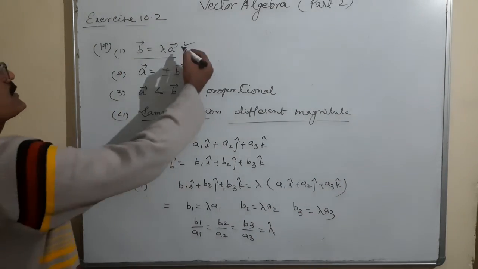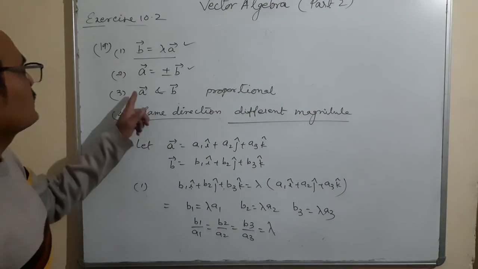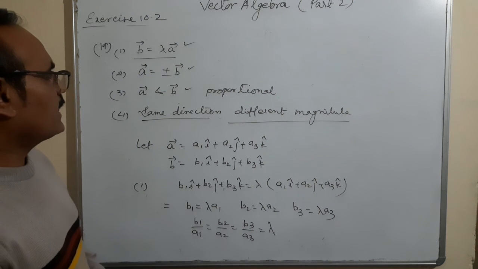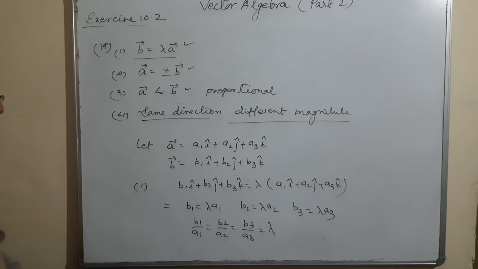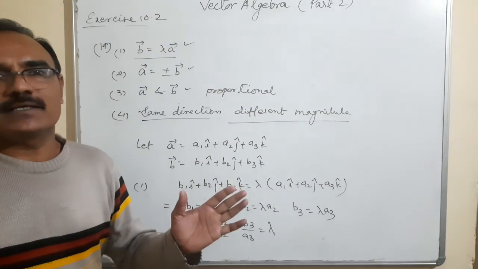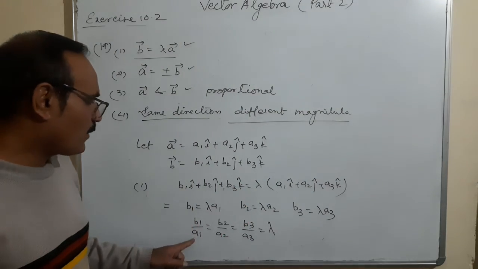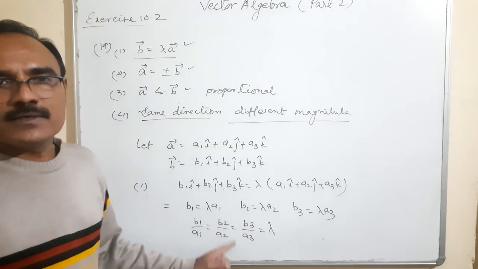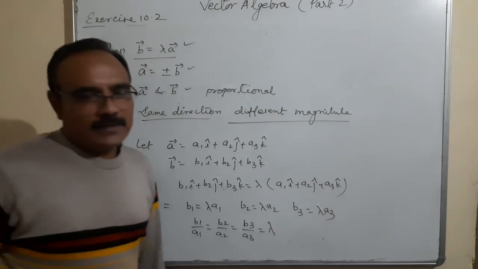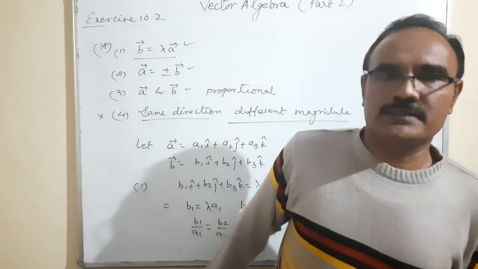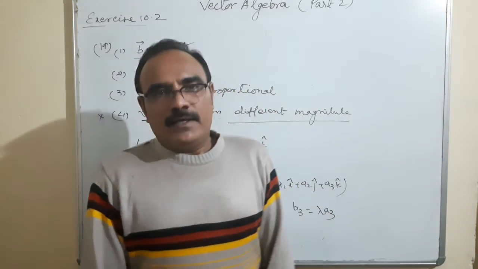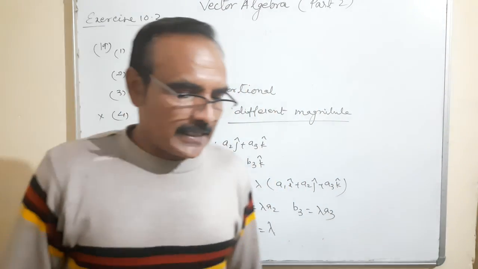So the first is correct, the second is correct, and the third, that A and B are proportional, is also correct. For the fourth, it is given that they have the same direction, but here it is not confirmed whether A and B have the same direction, because B1 upon A1 is equal to lambda. So the fourth one is not correct. We are not sure they have the same direction; they may not have the same direction. That's all, so this is exercise 10.2.